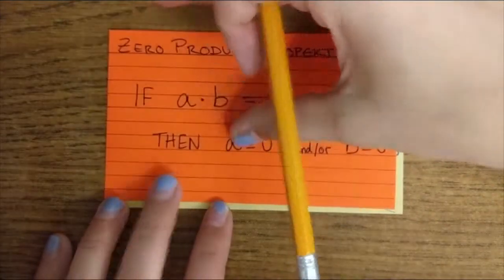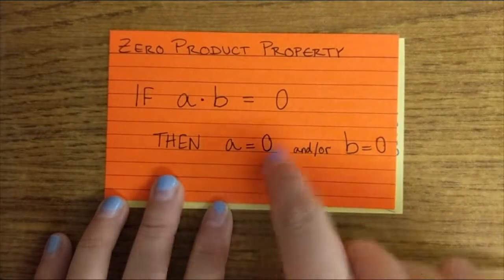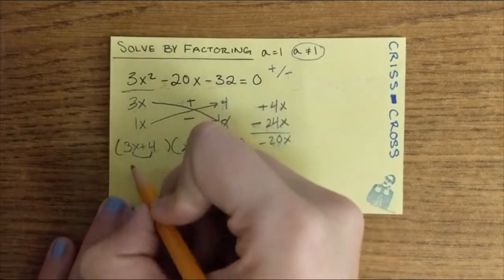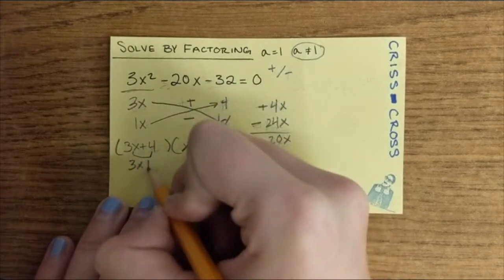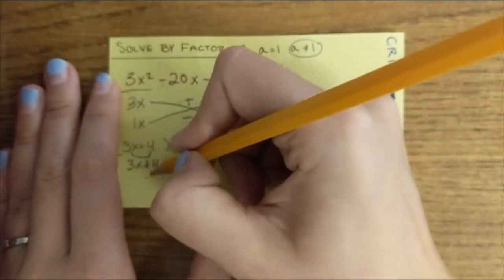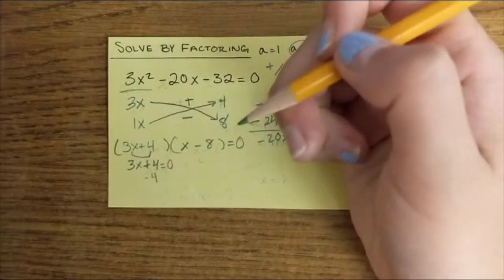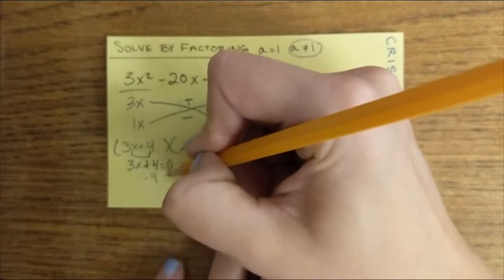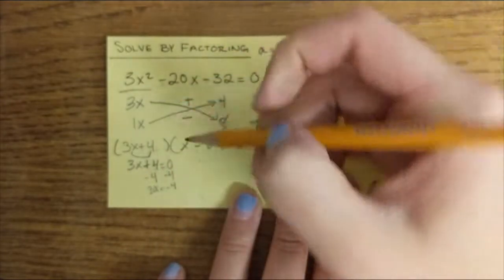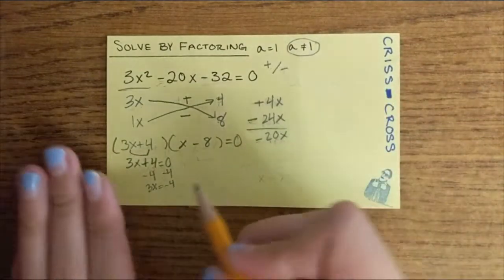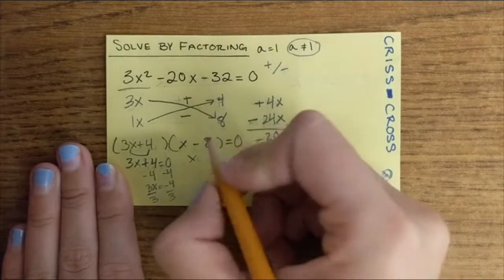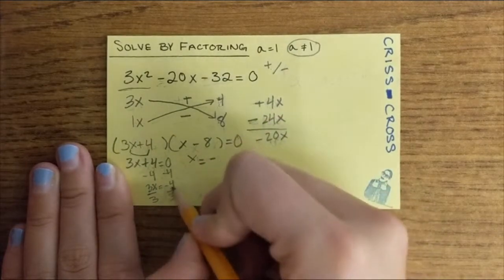Now you're done factoring, but you still need to solve by using the zero product property. The zero product property states that if a times b equals 0, then a equals 0 and or b equals 0. So make this factor equal to 0, and then we will solve. 3x plus 4 equals 0. Subtract 4. We get 3x equals negative 4. Divide by 3. X equals negative 4 over 3.